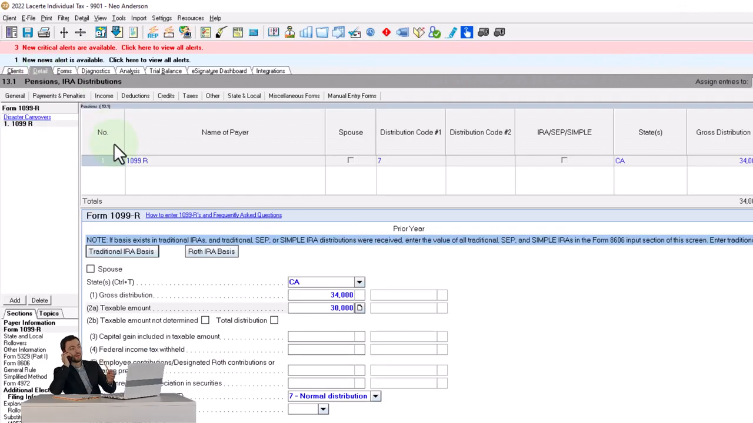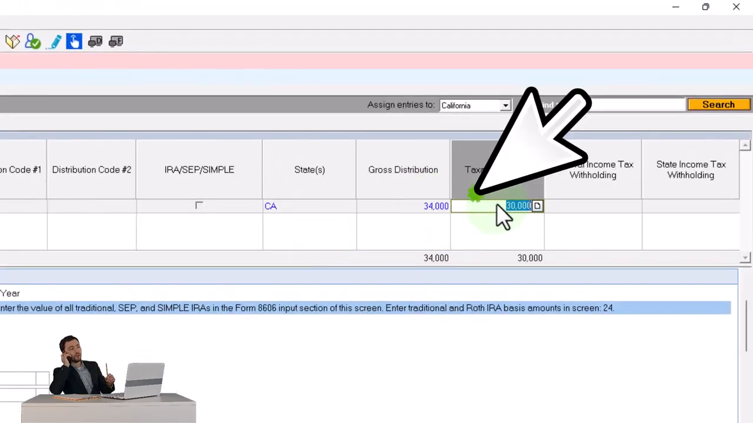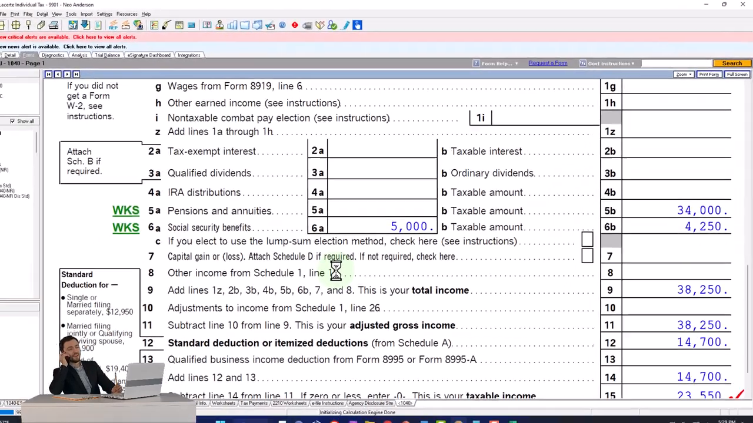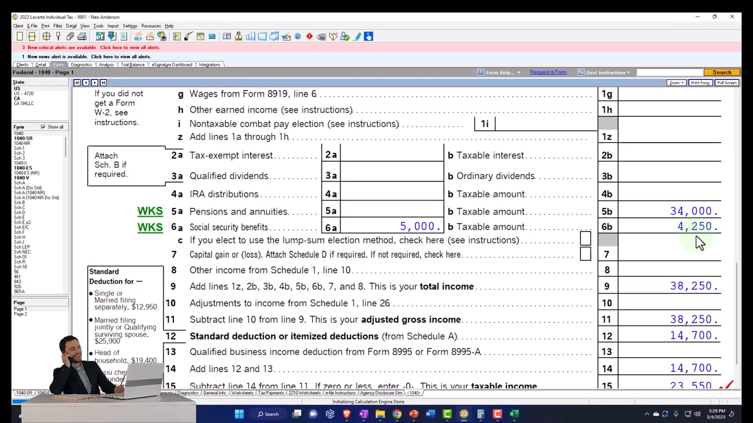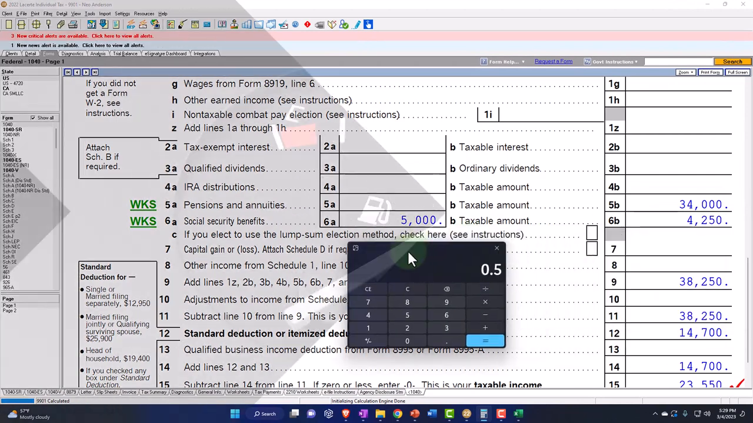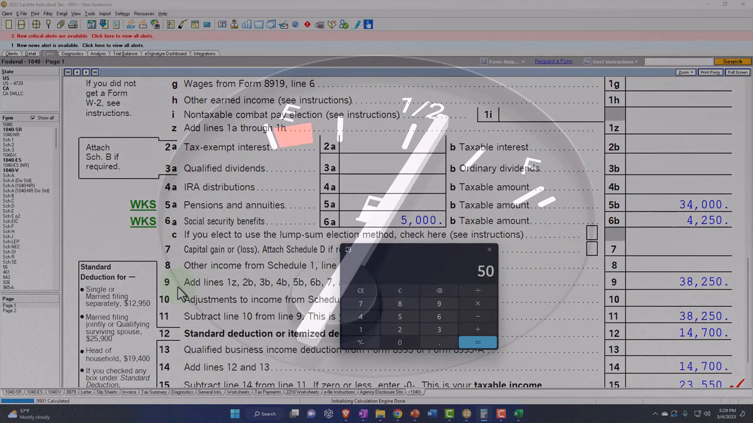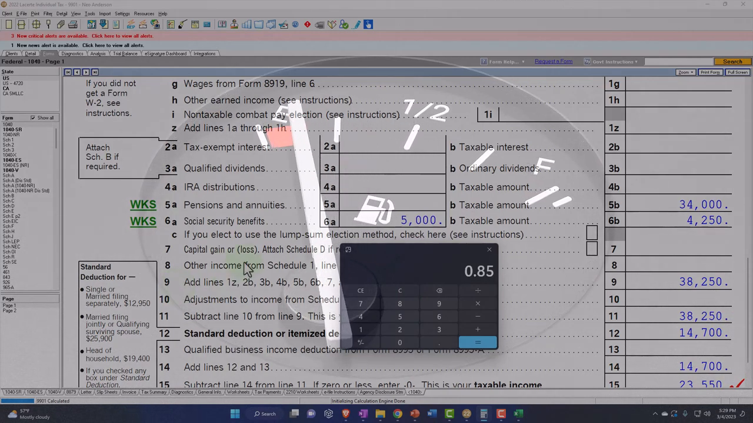I didn't do it here, 34,000. So now it's getting pretty close. Pretty close to the full amount here, 85%. So now we're at 4,250 divided by 5,000, 85%. So that's a pretty low threshold still, right?